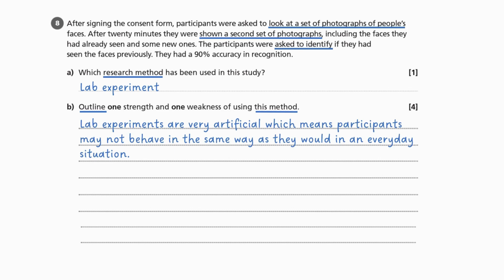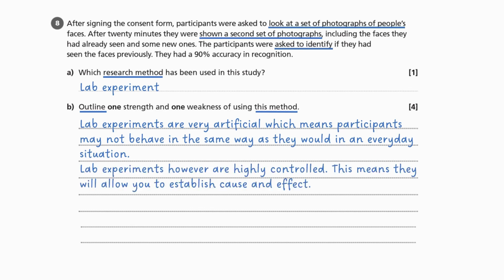So in terms of evaluating lab experiments, you need to state the strength or the weakness and then explain why clearly it's a strength or a weakness. So lab experiments are very artificial, which means participants may not behave in the same way as they would in an everyday situation. Lab experiments, however, are highly controlled, so this means it will allow you to establish cause and effect. So it's clear there what the strength is with an explanation and what the weakness is with an explanation.